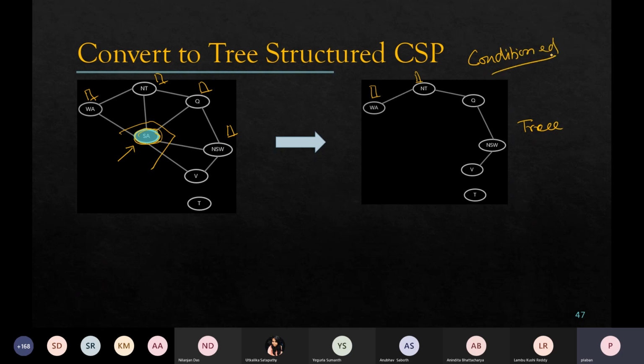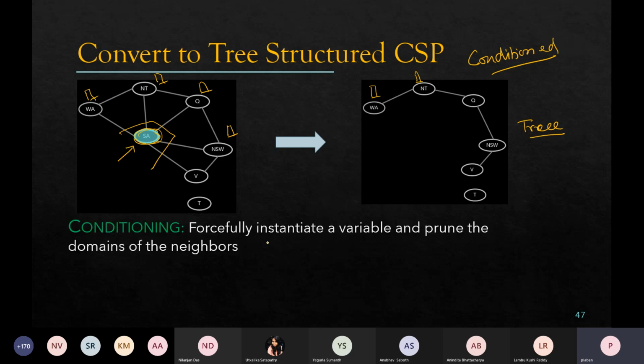The conditioned CSP is a tree structured CSP, right? So what do we mean by conditioning then? What we are doing is forcefully instantiating a variable to a value. Let's say I assign green to SA, and then prune the other values of the domains of the other variables. Now, that we can do for one individual node, and also for a group of nodes.